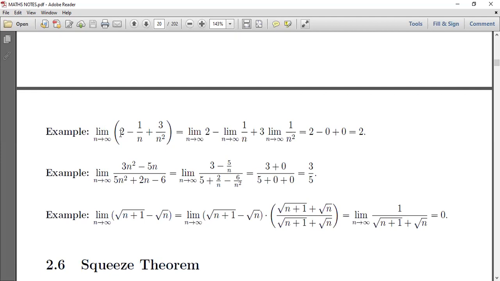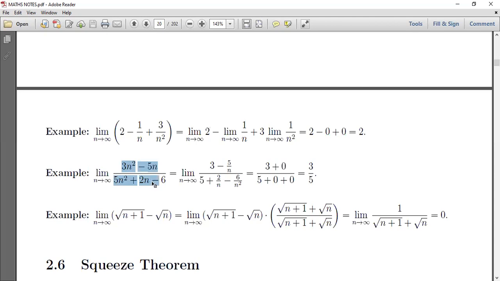So to find the limit of this, we say limit of 2 minus limit of this minus limit of this. The limit of a constant is that constant. As n approaches infinity, this approaches 2. The limit of 1 over n is 0. The limit of 3 over n squared is also 0. So the limit of this whole thing is 2.